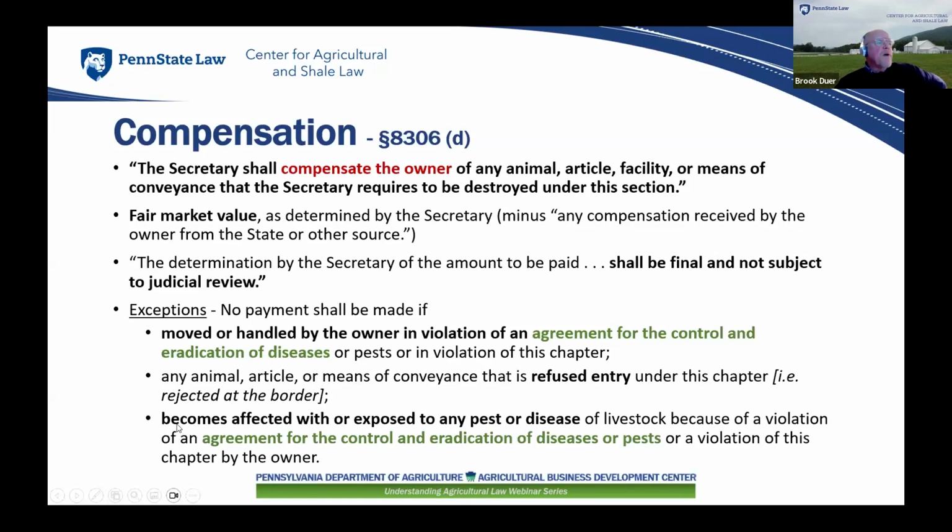And there's no compensation if the exposure is, the first bullet was for a violation of an agreement you had with us to do things a certain way. The third bullet is your animals became exposed because of your violation of an agreement. And so a little different, was moved or handled in violation, or the movement and handling has caused them to be exposed. Or maybe that should be an "and." No, that's an "or." Okay.